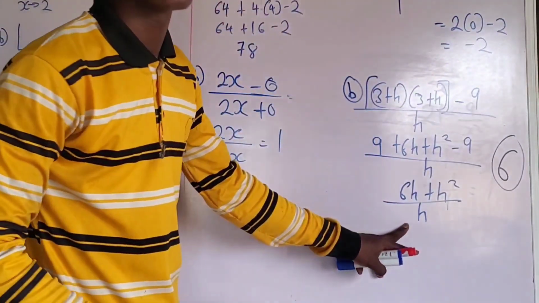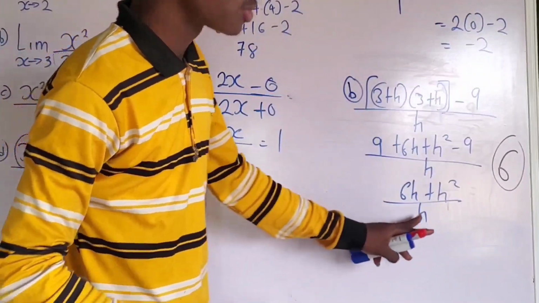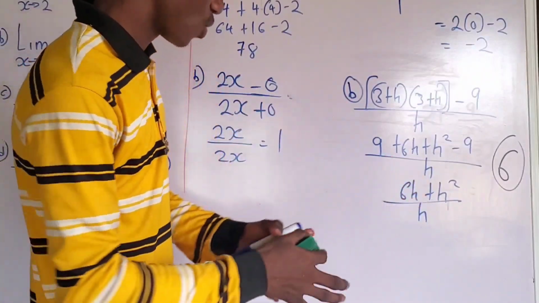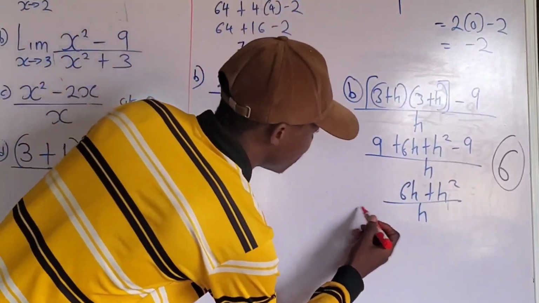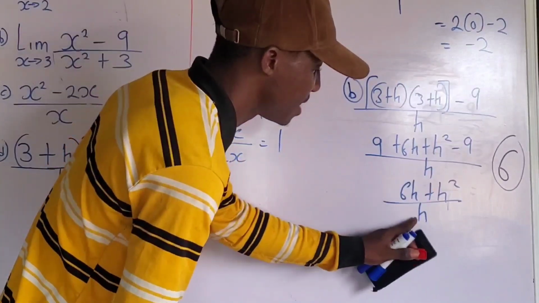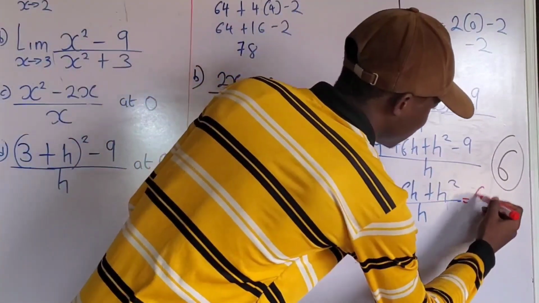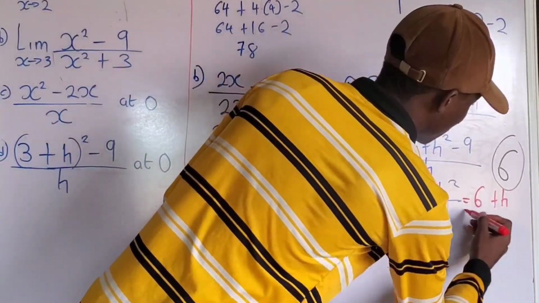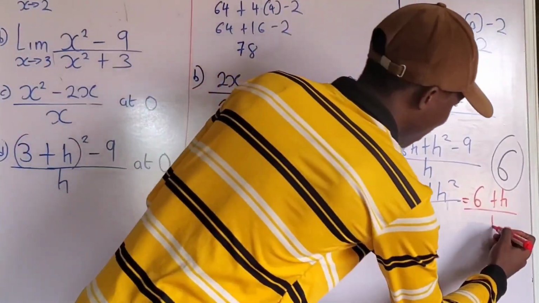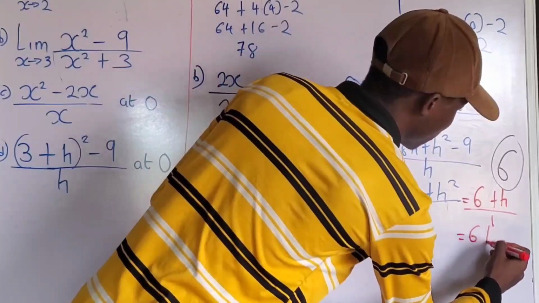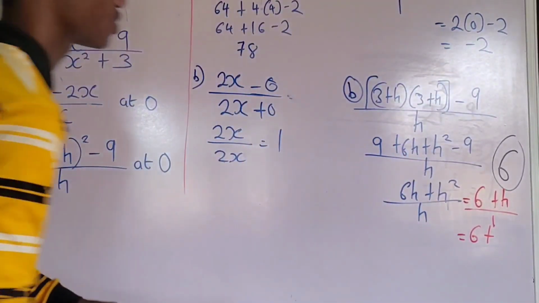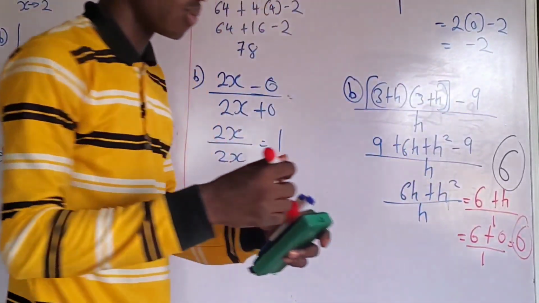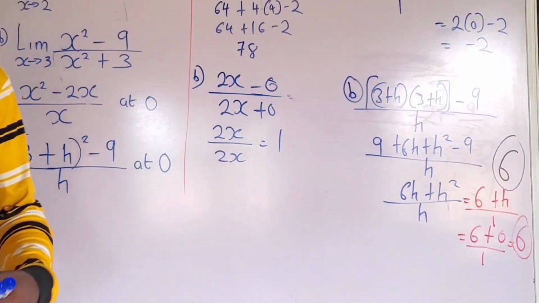Now, let me erase this. From this point, let us use the manipulating method. What are you going to do? You divide the numerator and the denominator by h, right? So for this, we are going to have 6h divided by h, that will be 6, right? And then h squared divided by h, that will be plus h. Then h divided by h, that will be 1. So we're going to have 6 plus h over 1. Now, when h is 0, we're going to have 6 plus 0 over 1, which is 6.